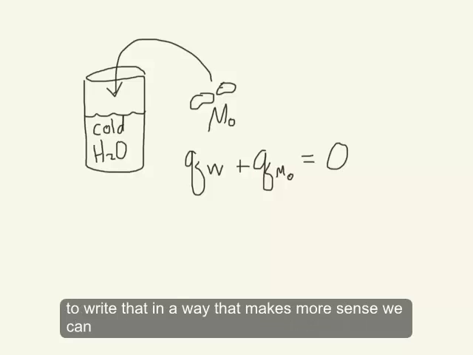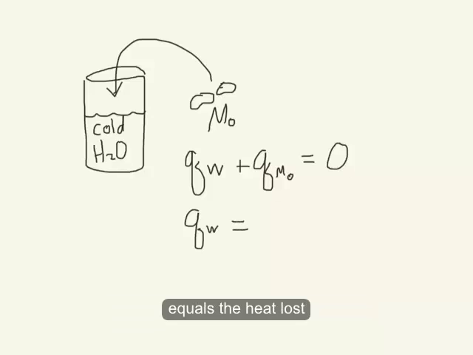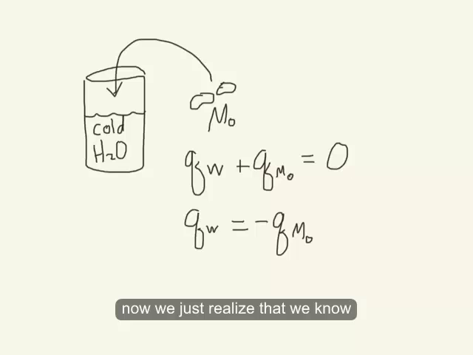To write that in a way that makes more sense, we can say that the heat gained by the water equals the heat lost by the molybdenum. Now we just realized that we know equations for heat, Q. Q equals mc delta T, and we are on our way.